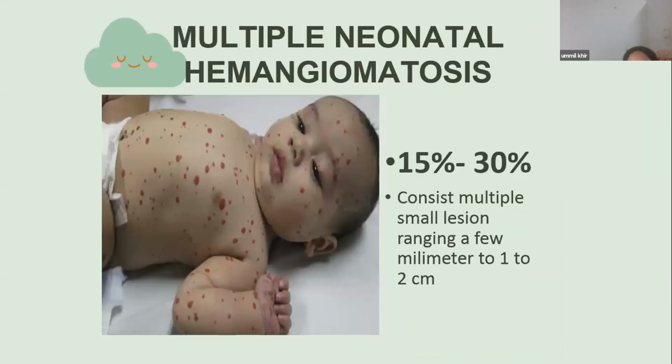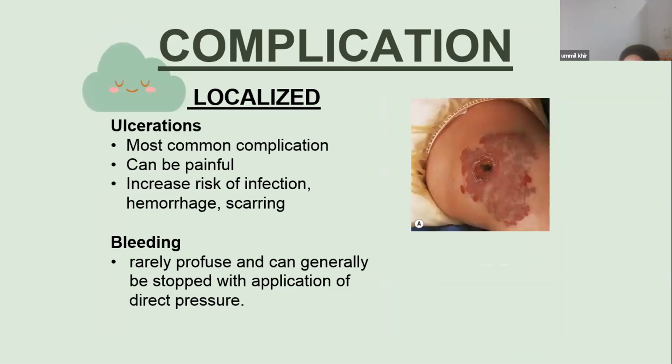Next, okay, the last one is multiple neonatal hemangiomatosis. It commonly occurs in 15% to 30%. It consists of multiple small lesions ranging from a few millimeters to 1 to 2 centimeters. For this one, I will explain later. Next. Okay. As I said before, hemangioma morphology provides an important clue for us to see if there is any potential complication that the patient might have.